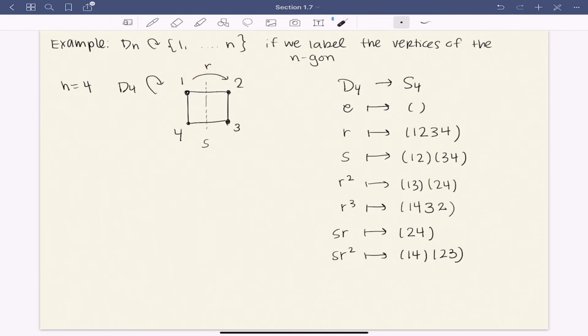So we only have one more element, sr cubed. So now we'll do 3 rotations, 1, 2, 3, and then the reflection.